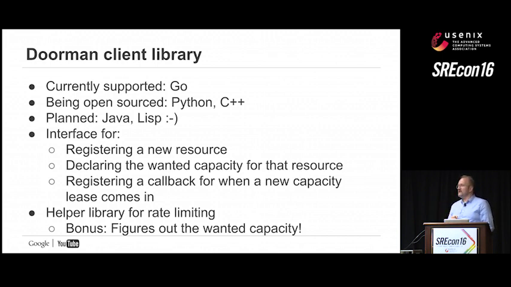We got some nice decorators for Python, where you can decorate a function with the Doorman resource ID, and then all calls to that function are automatically rate limited by Doorman. So that's quite funky. That's specifically nice in the Python library. The Go and the C++ library aren't as amazing yet, but we're working on that.